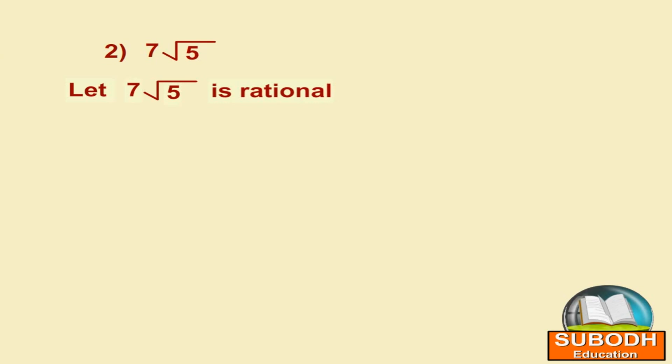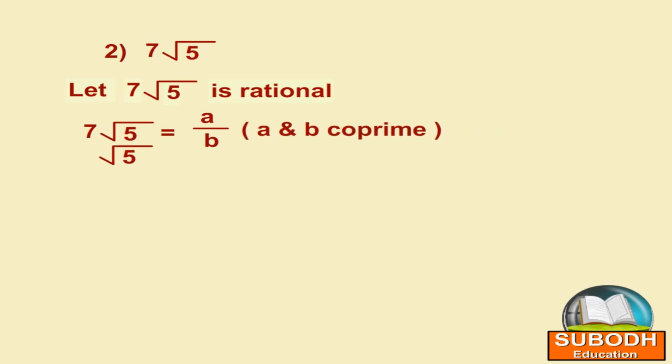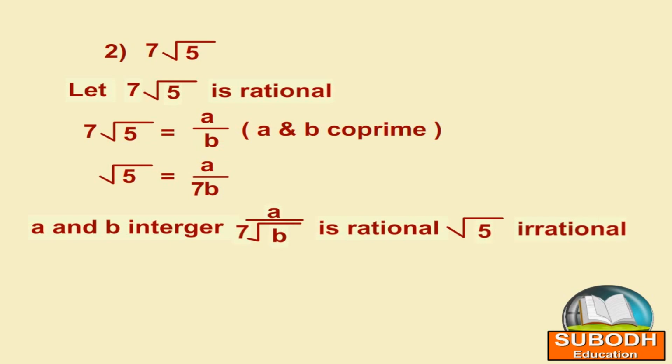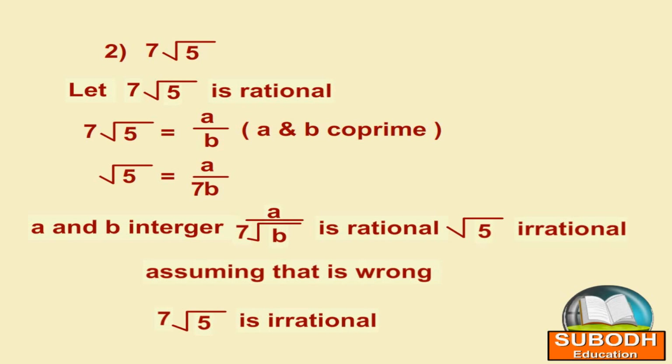Second example, 7 root 5. Let 7 root 5 be rational. 7 root 5 is equal to a by b, where a and b are co-prime numbers. Root 5 is equal to a by b, transferring the multiple 7 to the denominator, we get a divisible by 7. A and b are integers. Therefore, a by 7b is rational, but root 5 is irrational. Therefore, our assumption is wrong. Therefore, 7 root 5 is an irrational number.